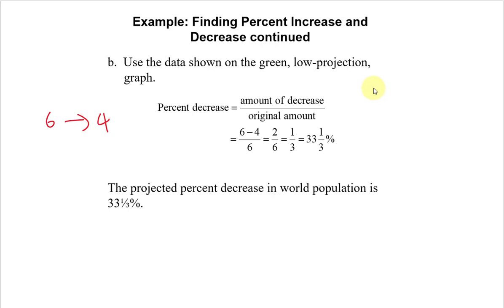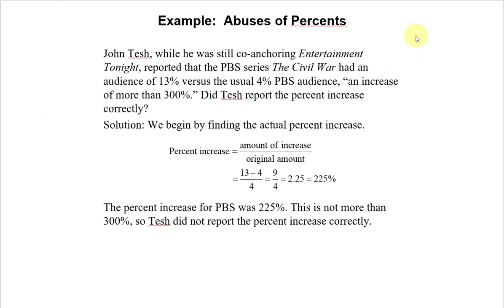So that's how we find the percent increase. And this is the last example of Section 8.1, abuses of percent. John Tesh, while he was still co-anchoring Entertainment Tonight, reported that the PBS series The Civil War had an audience of 13% versus the usual 4% PBS audience, an increase of more than 300%. So did Tesh report the percent increase correctly? We begin by finding the actual percent increase and check it against his report.